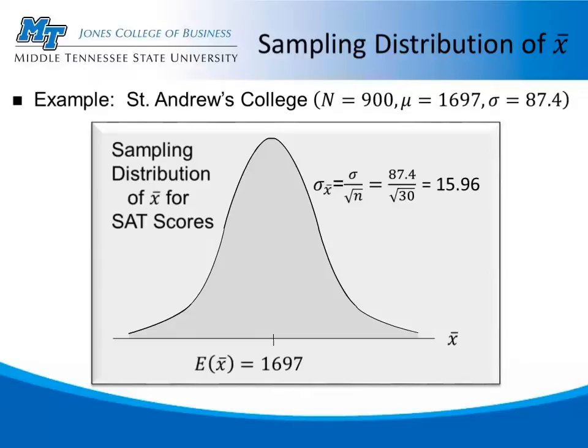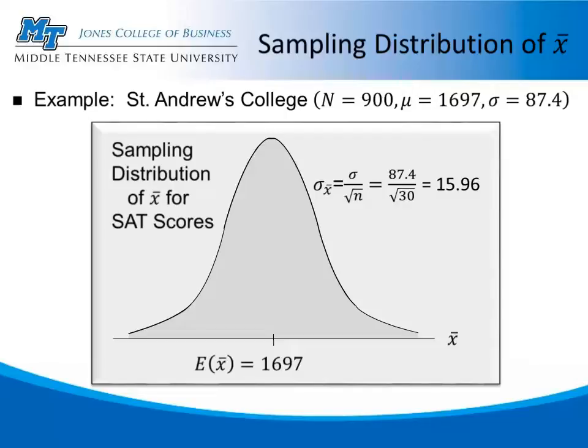Now, this illustration shows for the St. Andrews College, we do have a finite population. We have a population of 900, but the sample size is only 30. If you take 5% of 900, you're going to get 45. 30 is less than or equal to 45. So in this problem, we do not need the correction factor.